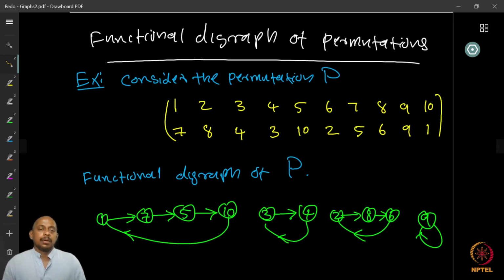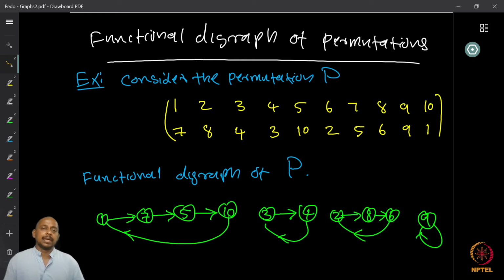Now, some properties of functional diagrams. Okay? So we are looking at the functional digraph of a special type of function now, which is the permutation. So a permutation is a bijection from a set to itself. Right? So we have the following permutation. Let's say P, which takes 1 to 7, 2 to 8, 3 to 4, 4 to 3, 5 to 10, etc., 9, 10 to 1.